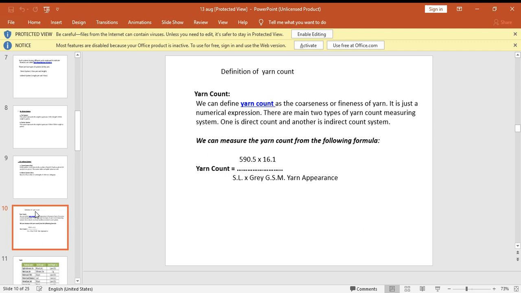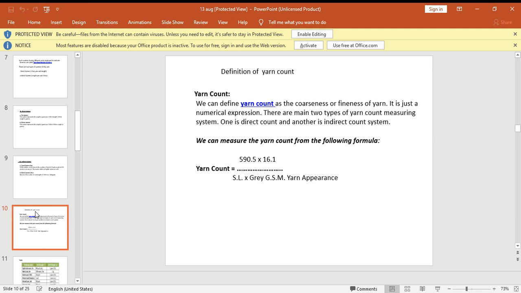What is the definition of yarn count? We can define yarn count as the coarseness or fineness of yarn. It is just a numerical expression. There are two main types of yarn count measuring system: one is the direct count and another is the indirect count system.